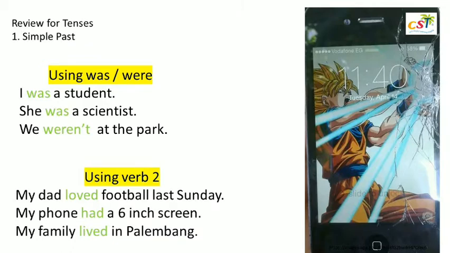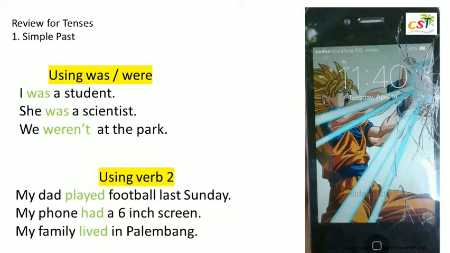For was or were, for example, I was a student. Because right now, you are a worker. Kamu sekarang sudah besar dan dulunya kamu adalah seorang murid. She was a scientist. Dulu dia adalah seorang ilmuwan. Right now, she is a housewife, ibu rumah tangga. We weren't at the park. Kami tadi nggak di taman. Yeah, because we stayed at home. Di rumah aja, hashtag.